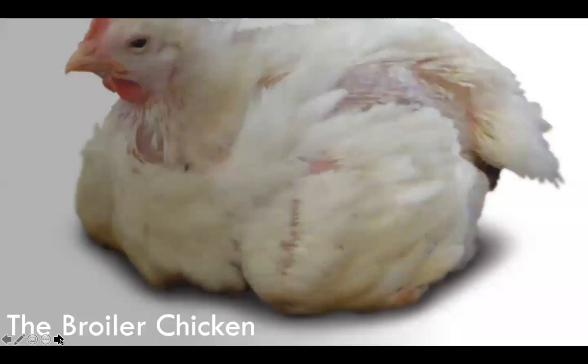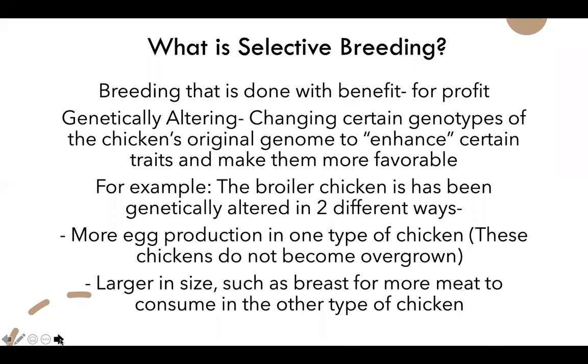So I would like to discuss the broiler chicken. That was the animal that I chose to research the majority of this afternoon, and I found some really interesting facts about selective breeding and how it has affected chickens. Selective breeding is a type of breeding that is done for benefit or for profit. When we're talking about selective breeding, we're also talking about genetically altering an animal or a certain type of species' DNA, their makeup.